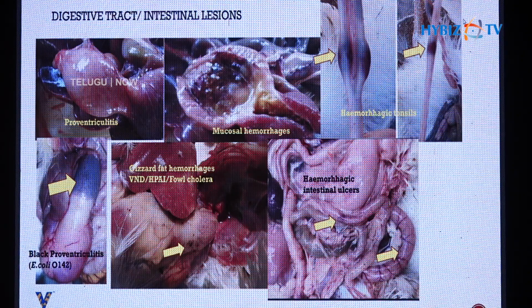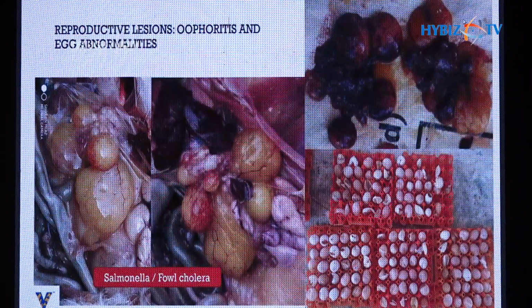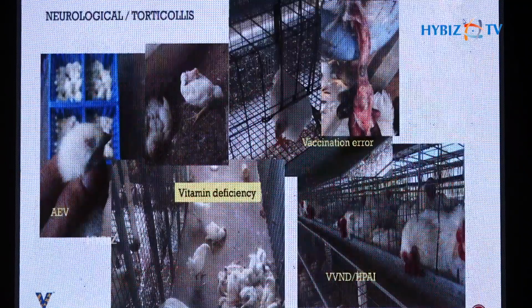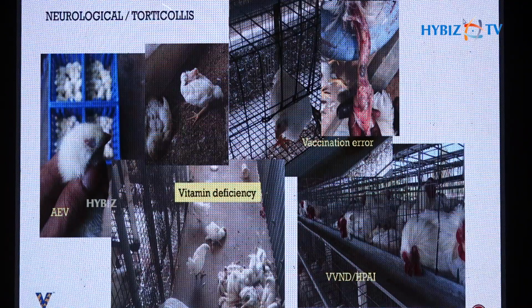And the intestinal hemorrhages also. When coming to the reproductive, oophoritis, egg abnormalities, everything, but this can happen in egg drop syndrome also, as well as the IB infections also. We need to have a proper differential diagnosis in these cases. And in bacterial infections, this can also be correlated with salmonella and fowl cholera also. Okay. So coming to the nervous signs, torticollis, I was talking to you about such sort of differential diagnosis.